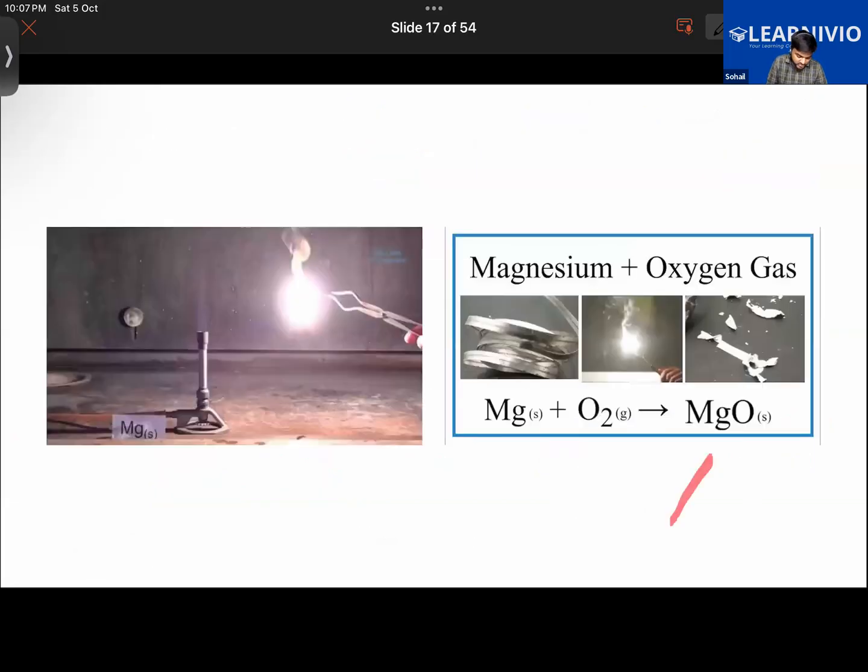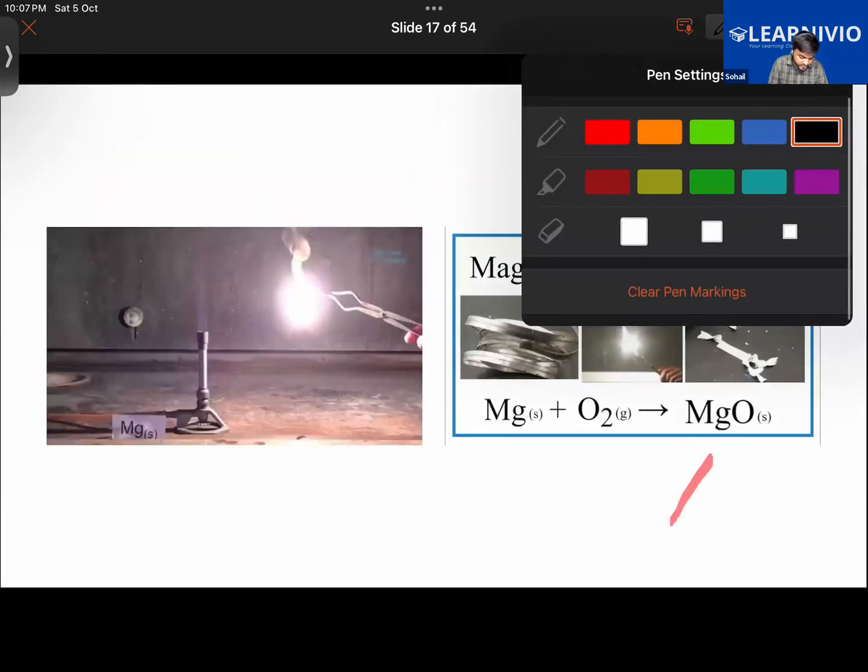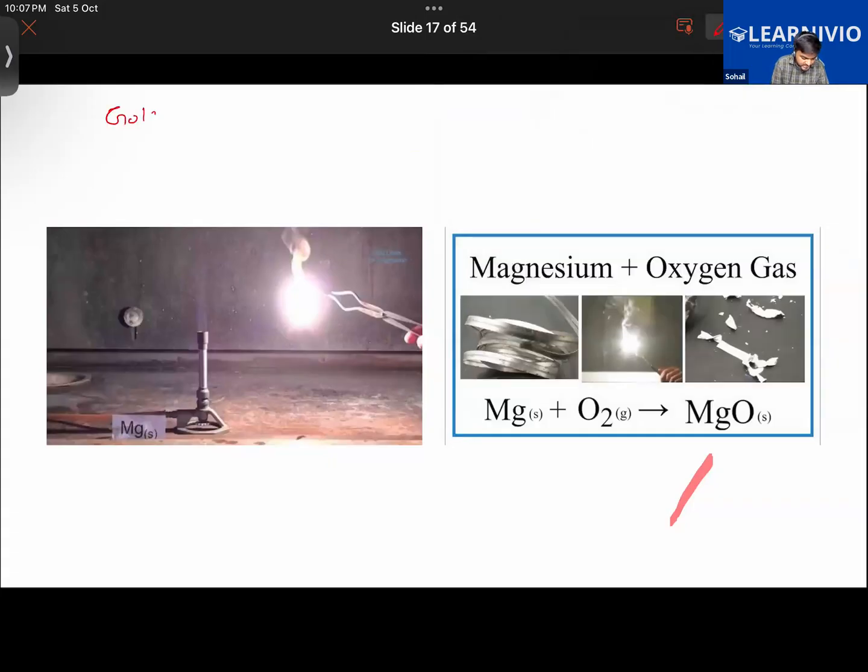Now, if you were to talk about some other metals like gold and silver, they do not react with oxygen at all. No reaction with oxygen. Just think about this: if these were to react with oxygen, would we be able to make ornaments out of them? Obviously not, right, Ramesh?